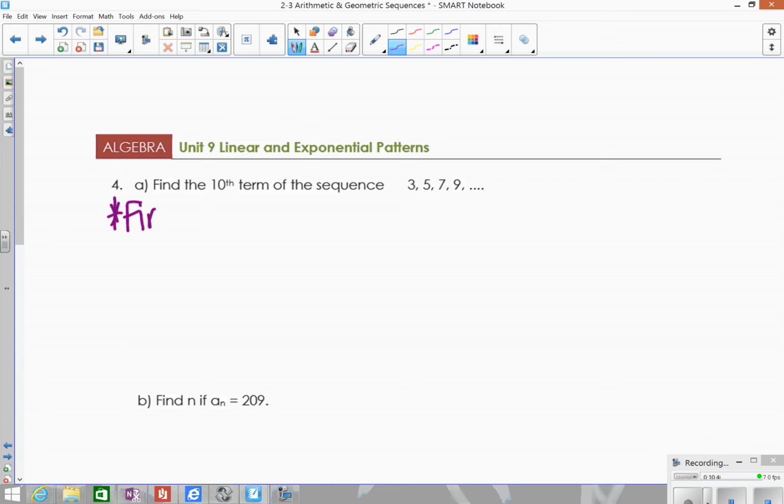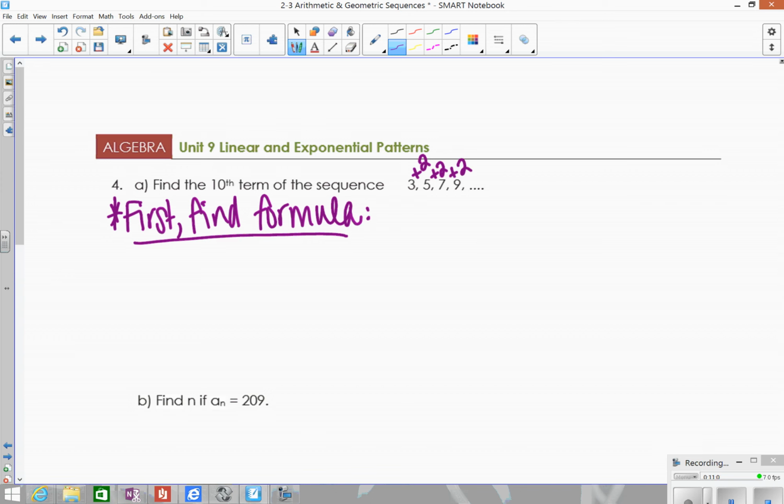So first, find the formula. If we're going to find the formula, that's really always going to be your best bet with these. I need to figure out the pattern. When I look at this, these are odd numbers, which means I'm adding 2 each time. So if we're adding 2, that means it's arithmetic. So this part will be exactly the same. Your formula: a sub n equals a1 plus n minus 1 times d.